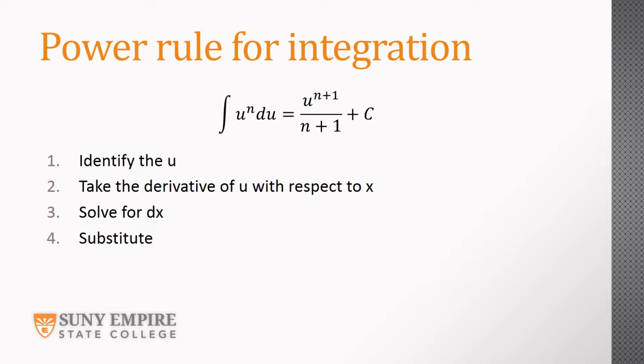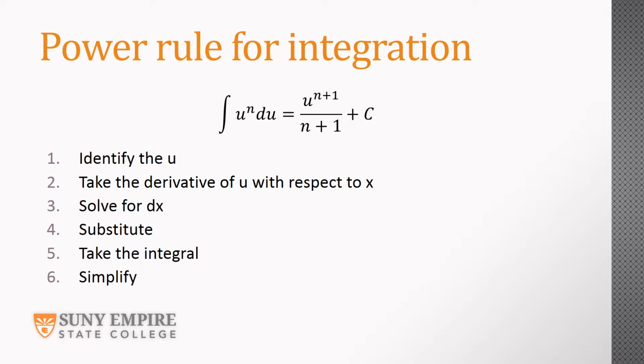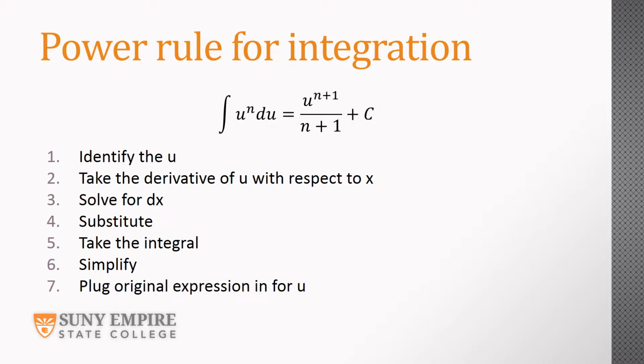Substitute into our original equation. We should have the integral of some constant multiplied by u to a power with respect to u. Perform this integration. Simplify the remaining function. Replace u with our original variable expression. Let's see a couple of examples.